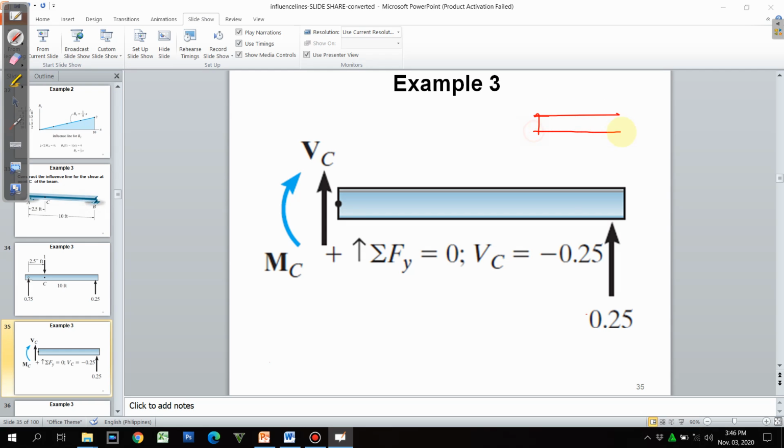So if this is your cut section, this is RA, this is 1, this is 2.5. So 1 is placed at 2.5, and if your unit load is 2.5 from A, your reaction is equal to 0.75.